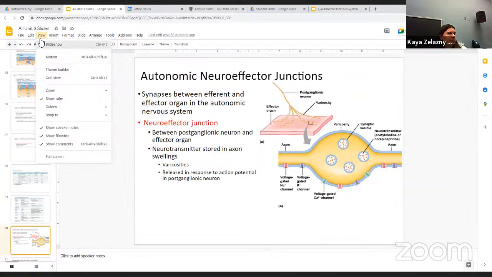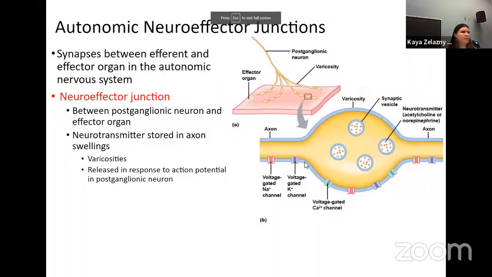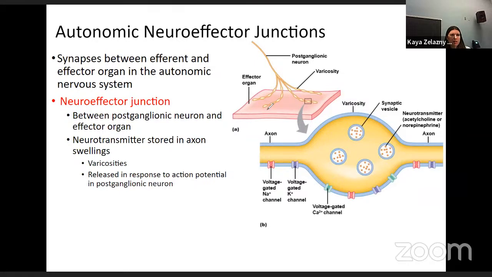So one last thing here. We're going to think very briefly about how we link up to that effector organ. We are going to have a synapse between our nerve and our effector organ. So we've had our preganglionic neuron to a ganglia, to the postganglionic neuron, to the effector organ, and now we're on the effector organ itself. So we're going to have a synapse between that postganglionic neuron and our effector organ.